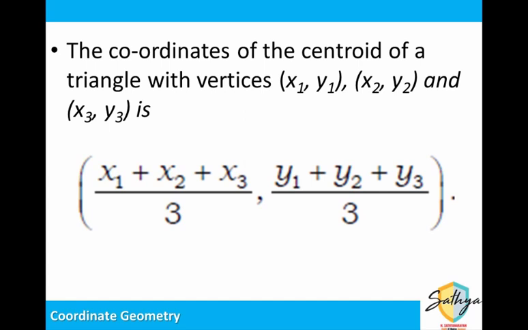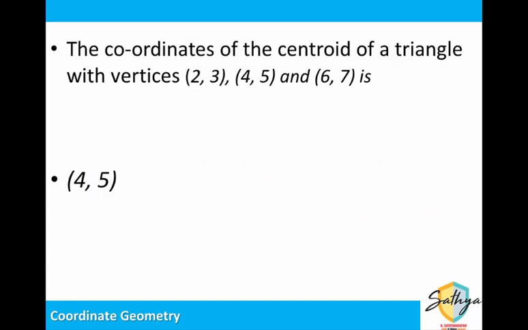So if you know the three coordinates for the vertices of a triangle, then the coordinates of the centroid is given by (x1 + x2 + x3)/3 and (y1 + y2 + y3)/3. For the sake of example, if the coordinates are (2, 3), (4, 5), and (6, 7), then the centroid is (2 + 4 + 6)/3, which is equal to 4, and (3 + 5 + 7)/3, which is equal to 5. So the centroid here is 4 comma 5.